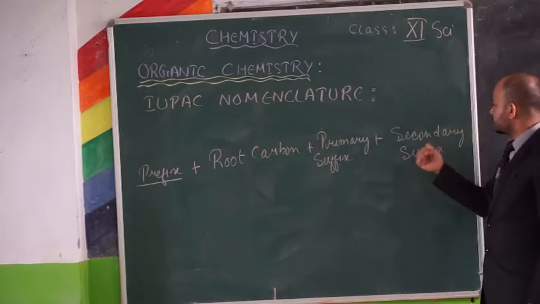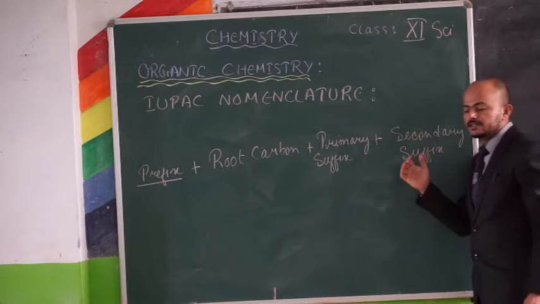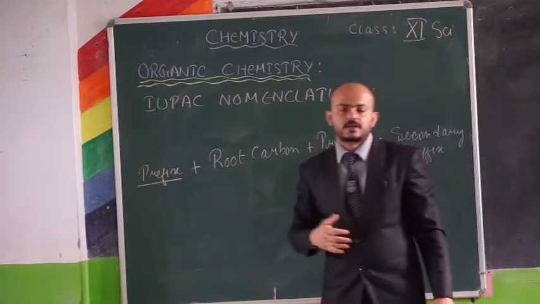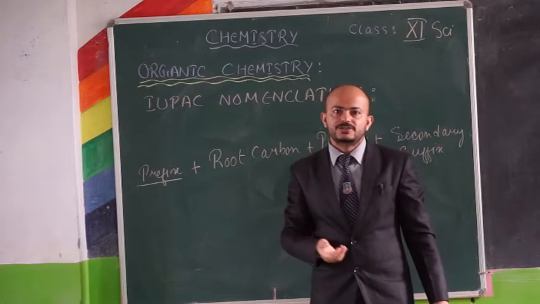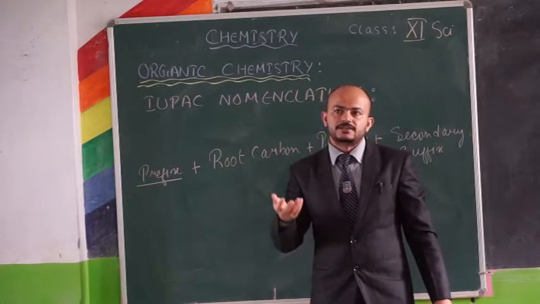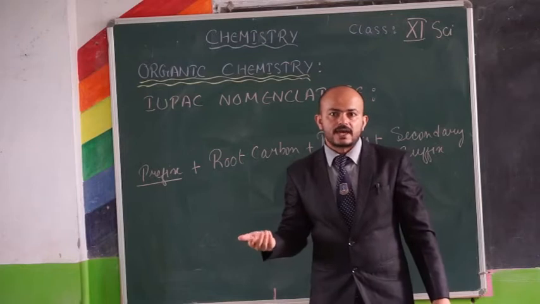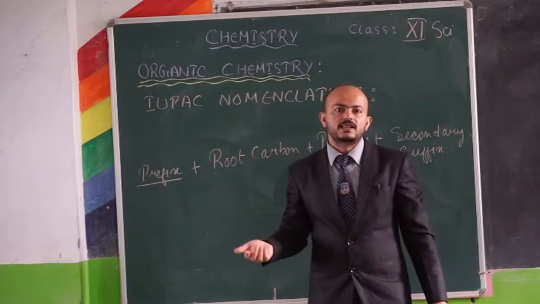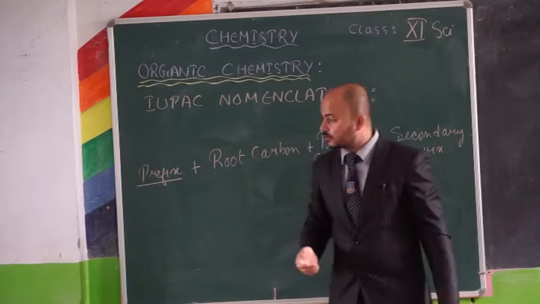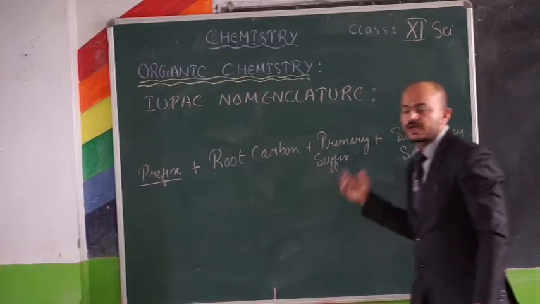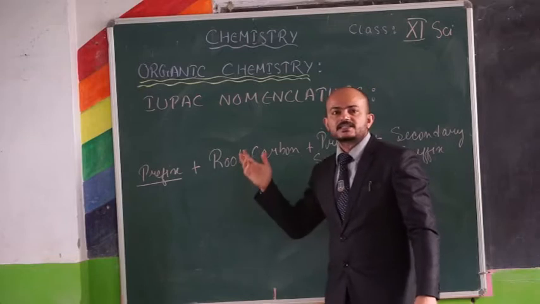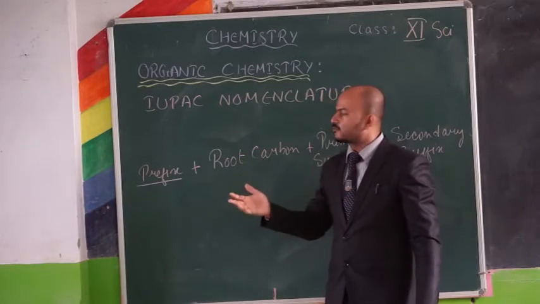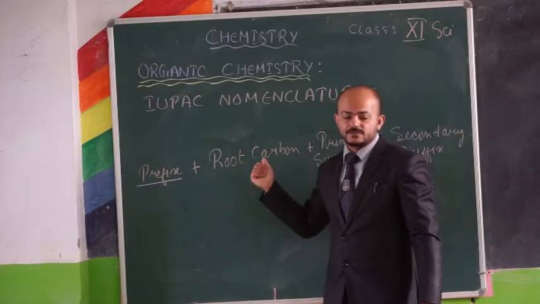And finally the secondary suffix, where the functional groups are written. Like if you have carboxylic acid, OIC acid will be written. If you have the OH functional group, alcohol will be written as OL, and likewise. So this order you have to remember. Now let's take some examples and try to write these IUPAC names.